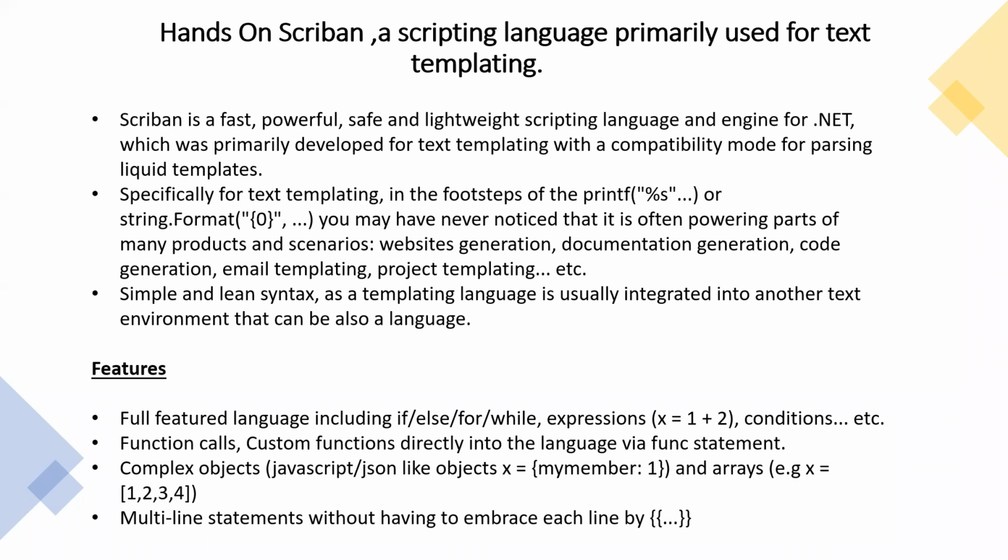So it's a hands-on Scriban session. So basically, what is Scriban? It's a template scripting language which is primarily used for text templating. According to their official documentation, it's a fast, powerful, safe, and lightweight scripting language and engine for .NET, and it was primarily developed for text templating, but at the same time it also supports parsing of liquid templates. Liquid templates are basically a kind of web template, a kind of HTML. Liquid was developed by Shopify, and it helps in making dynamic web pages.